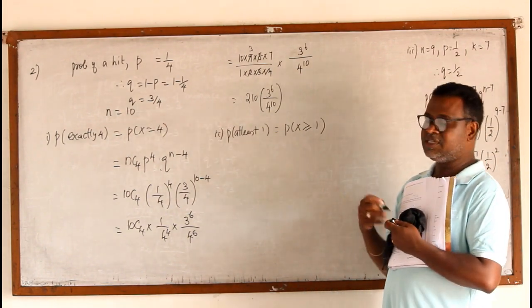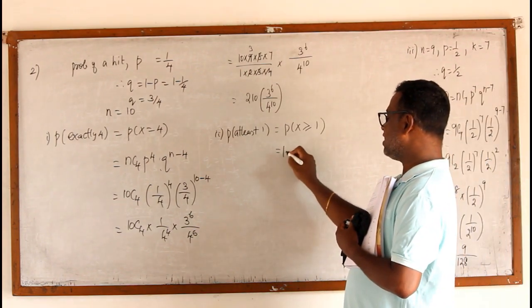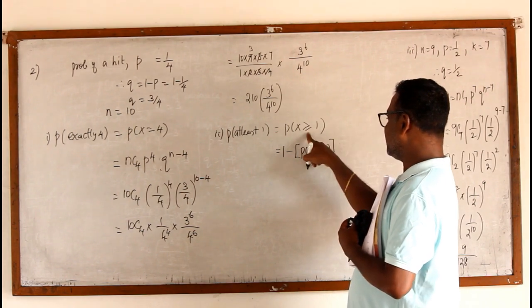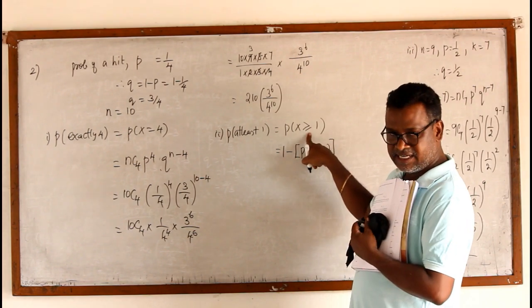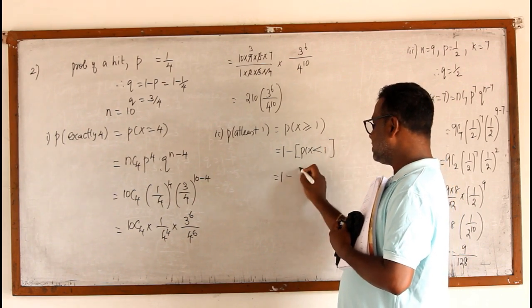That means up to 10, I have to find out from 1. It is not possible. So shall we write the opposite side, that is P of x less than 1. Remember, greater than means less than. If the equal to sign comes here, you should not put 1 minus here. What is that less than 1?